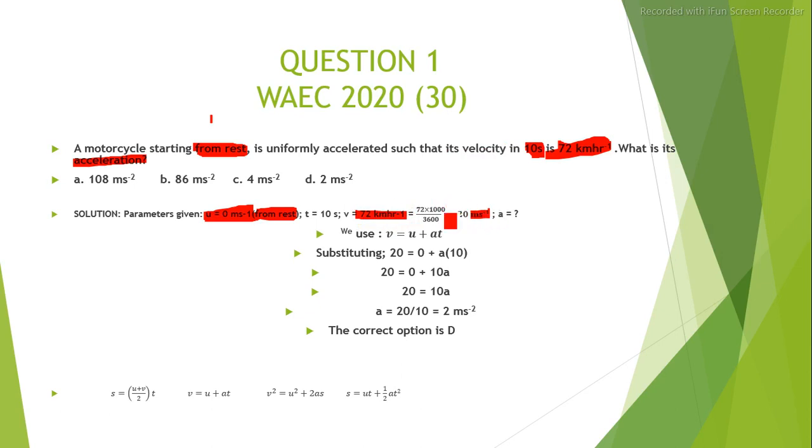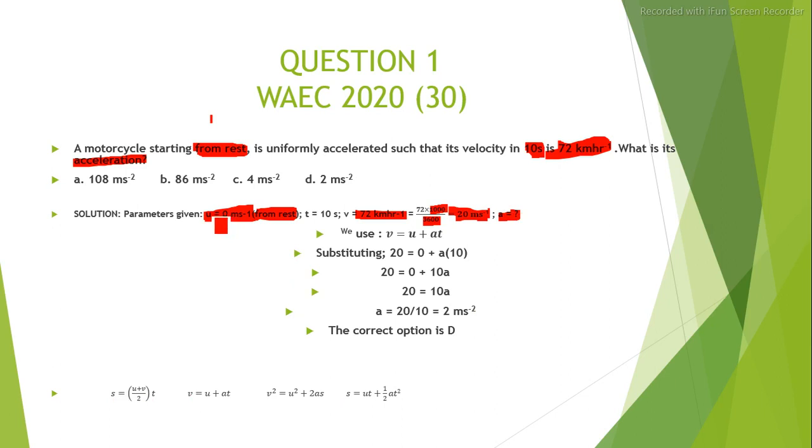So how do we do that? We multiply the 72 by 1000 and we divide by 3600. I take that again. To convert kilometer per hour to meter per second, which is the SI unit, we multiply this value by 1000 and divide by 3600. So the velocity here is 72 km per hour, multiply by 1000, divided by 3600. We are going to have 20 meter per second. So we are making use of 20 meter per second as the final velocity here, and we are looking for the acceleration.